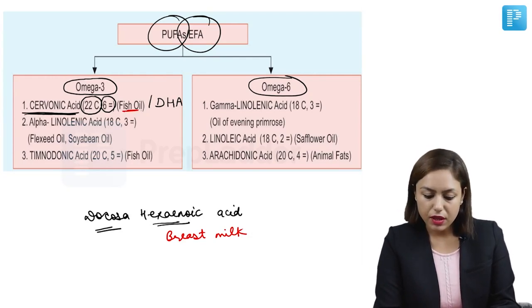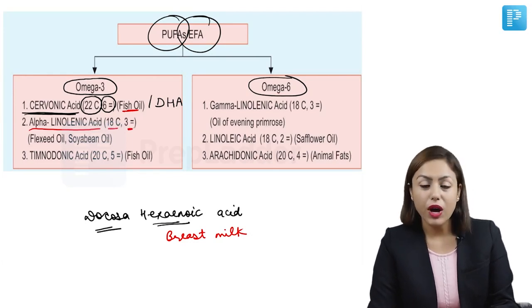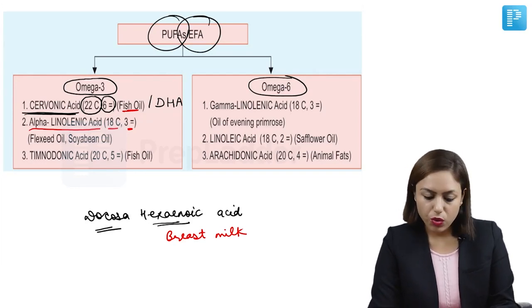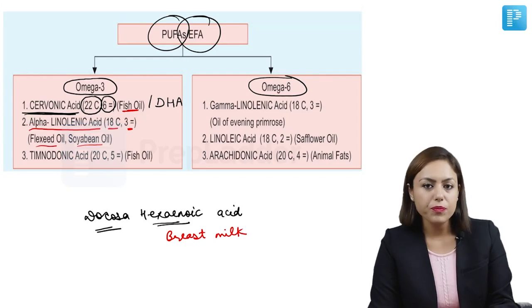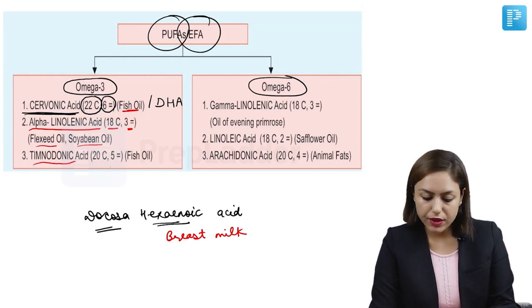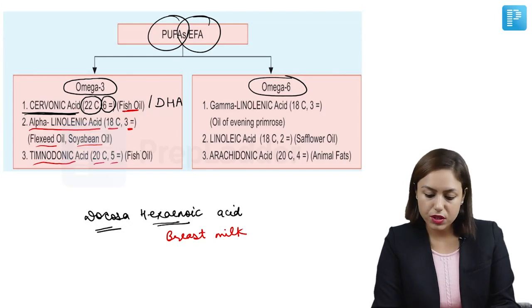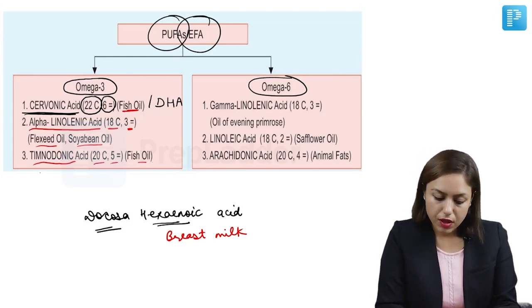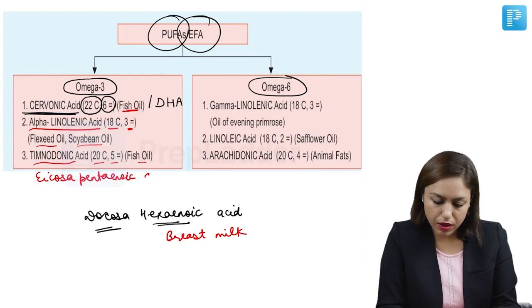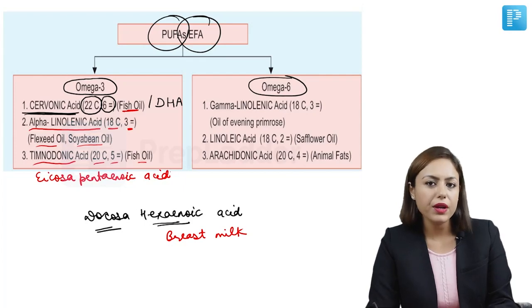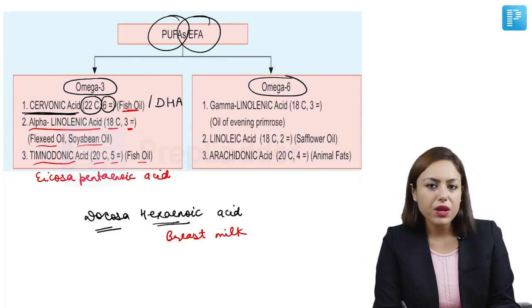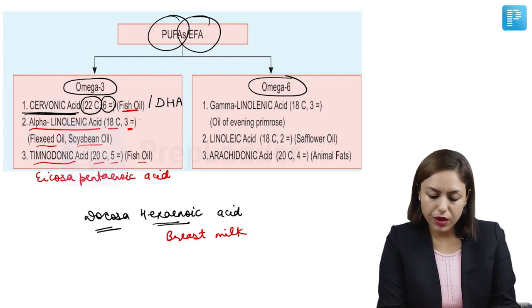Okay. Then alpha linolenic acid, 18 carbons and 3 double bonds. You have to learn the number of carbons and number of double bonds in all these fatty acids, right? So this is present in flaxseed oil and soybean oil. The next one is timnodonic acid, 20 carbons, 5 double bonds, and this is also present in fish oil. It is also called icosapentaenoic acid. Okay.